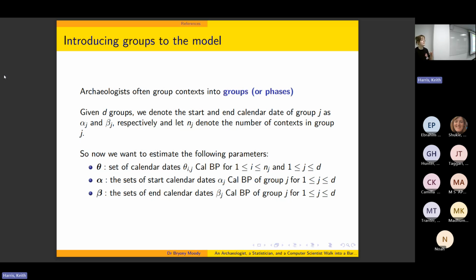We don't tend to have any dating evidence for the alphas and the betas. These are constructs that the archaeologists are imposing on the model, but they're not physical layers, for example, that we're finding at the site and excavating.